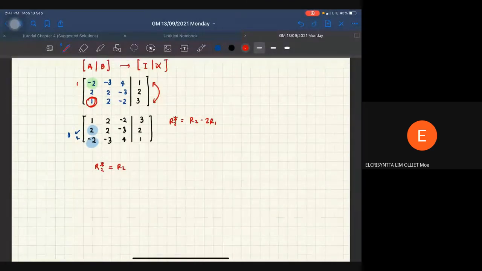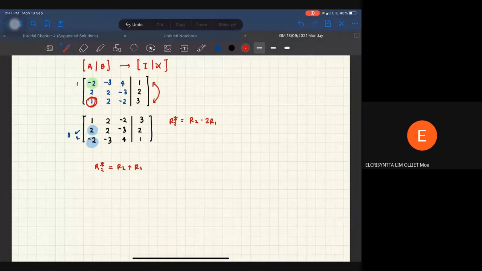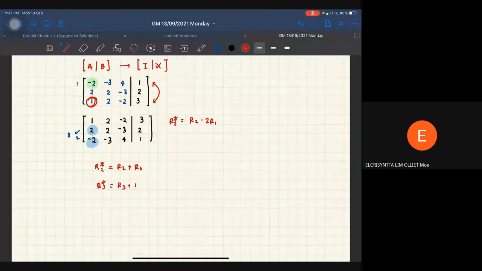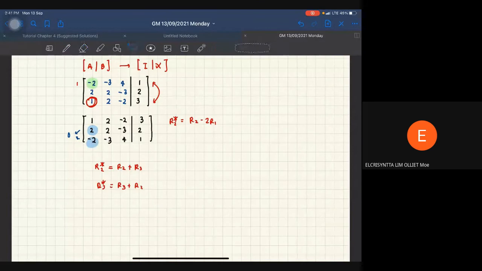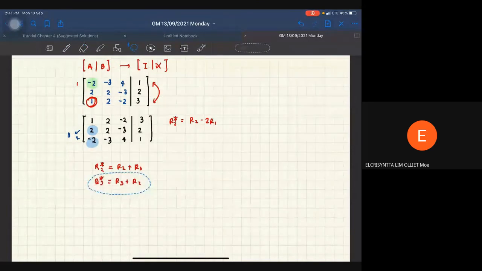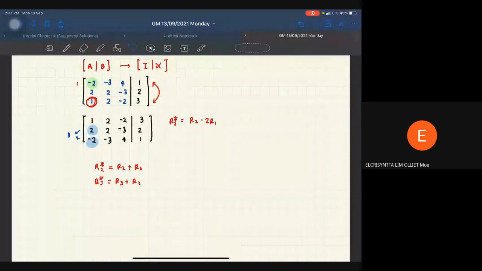Betul ke this one maksud awak? Siapa yang bertanya tadi? Ya. Okay, boleh? No problem. So ada 2 cara lah maksudnya. So sama ada awak nak guna this one, no problem, ni pun boleh. Ataupun awak nak guna yang this one pun okey saja, tak ada masalah. Tapi hanya untuk first column saja. Lepas tu dah tak boleh guna dah. Okay?